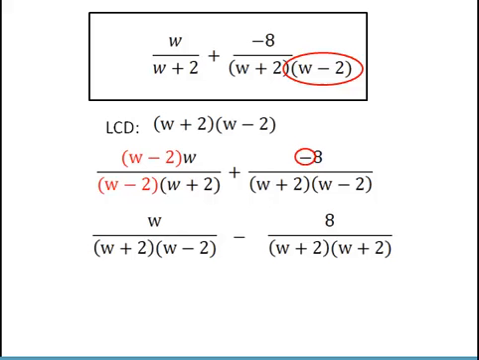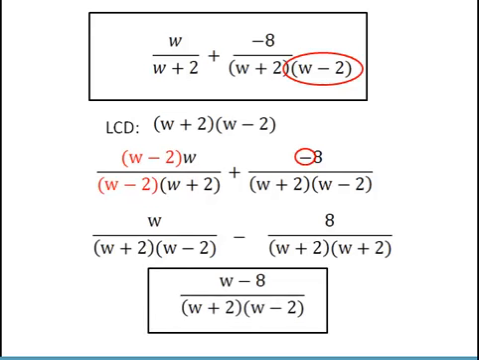Remember that to add or subtract fractions, we simply add or subtract the numerators, not the denominators. So we get w minus 8 over the common denominator. Since there is no further factoring to do, and there are no common factors in the numerator or denominator, then our work is done. This is the answer in fully simplified form.